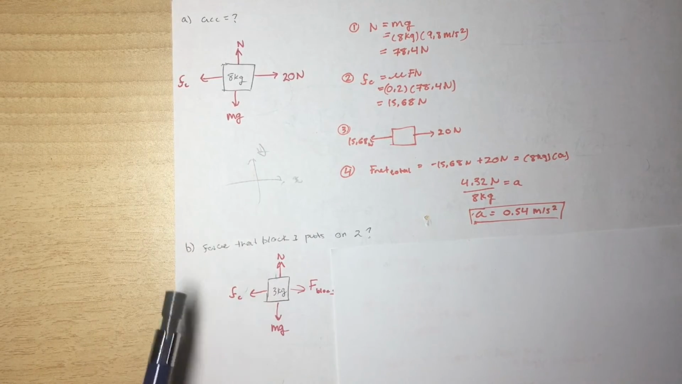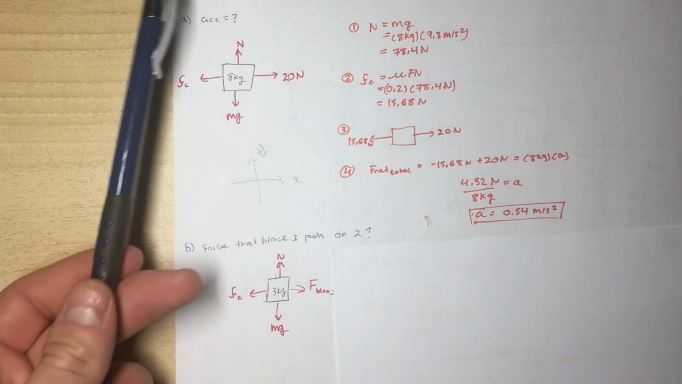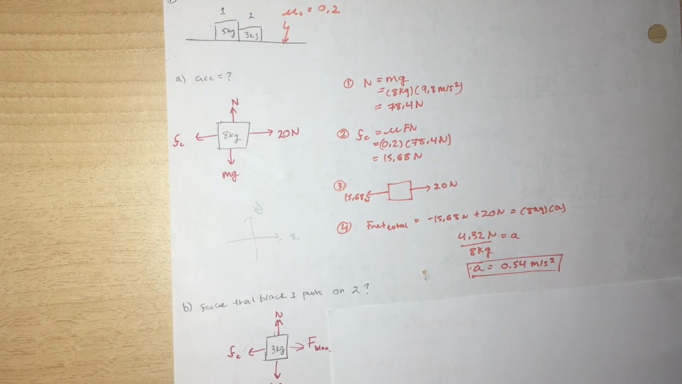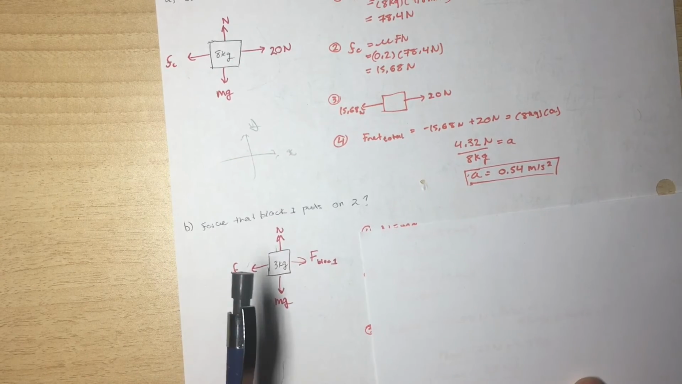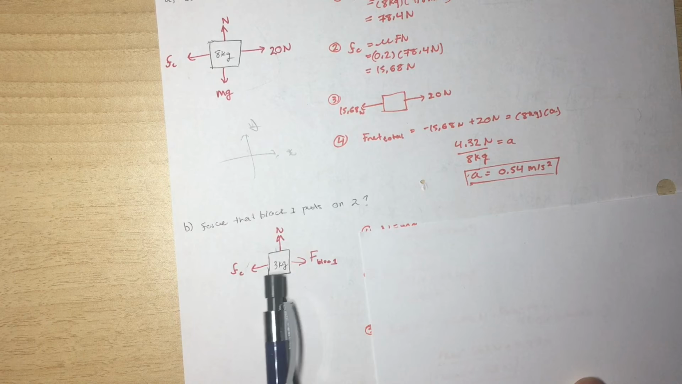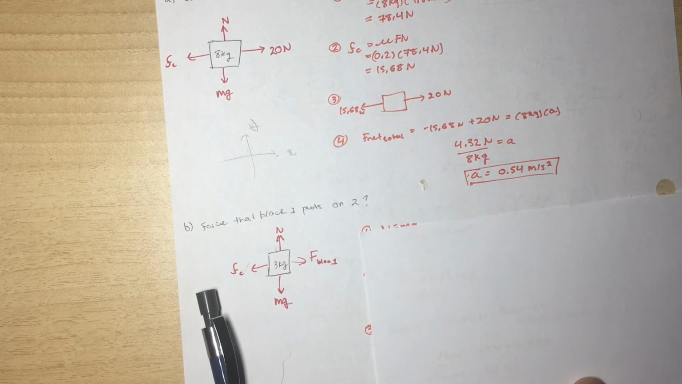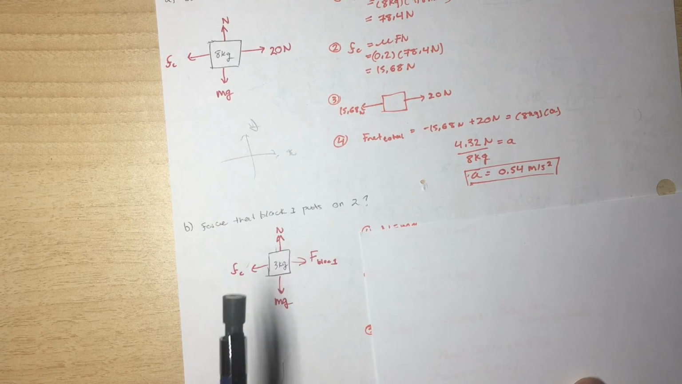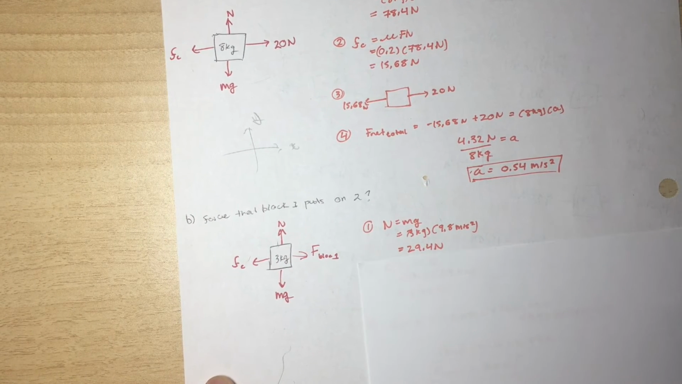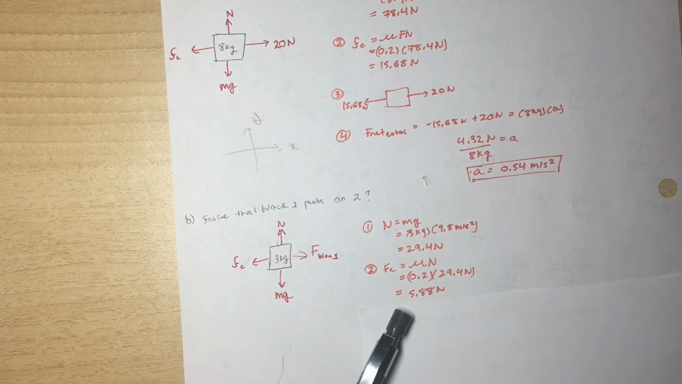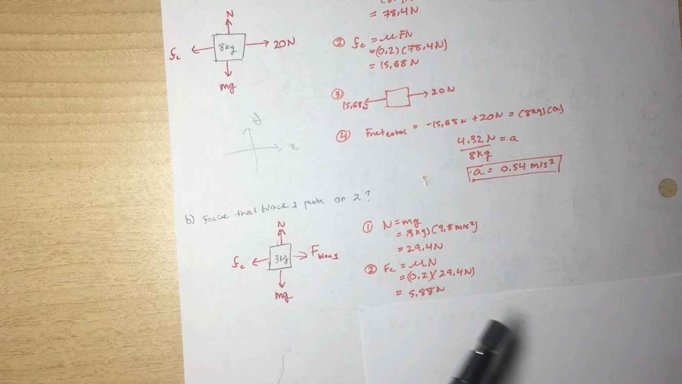Next, let's say part B asked for the force that block 1 puts on block 2. For this, make a free body diagram of just block 2. So we have 3 kilograms, and we have the force from block 1. We also have the force of friction again, and we have the normal force and mg. So first, let's find the normal force again, since we're going to need it later on, and we get 29.4 newtons. And then we can find the force of friction on this block itself, which is 5.88 newtons.